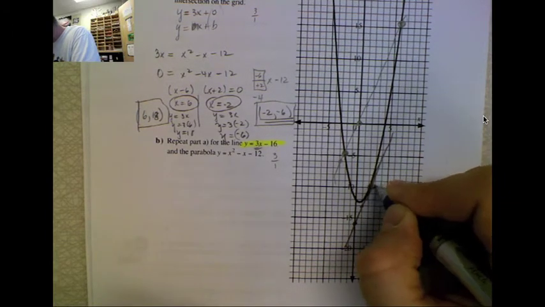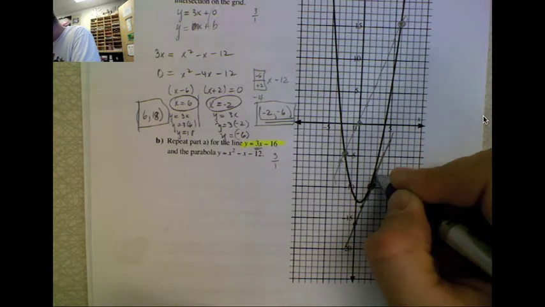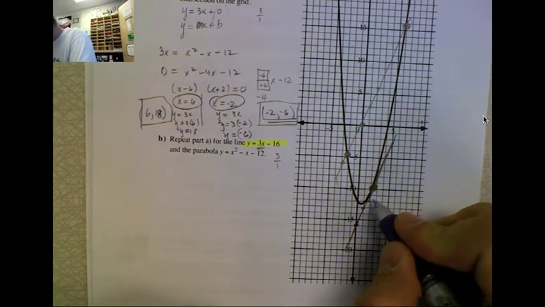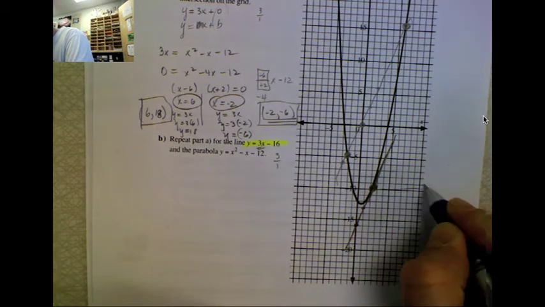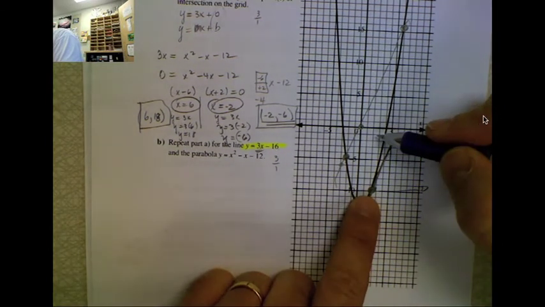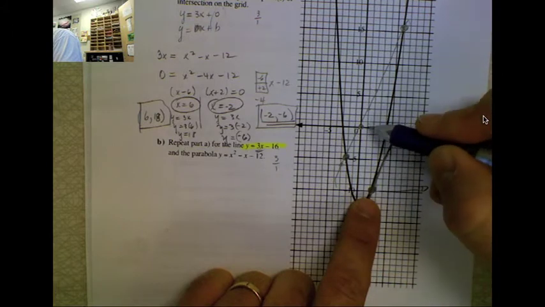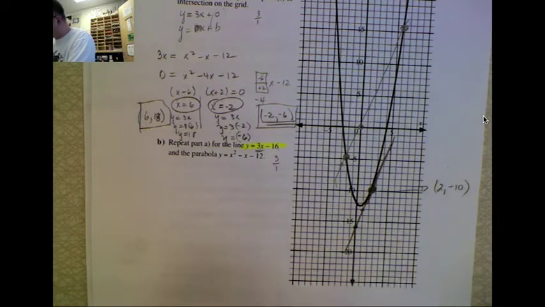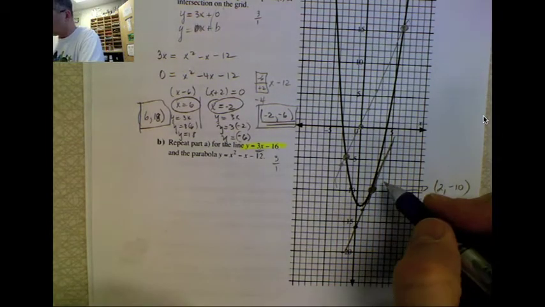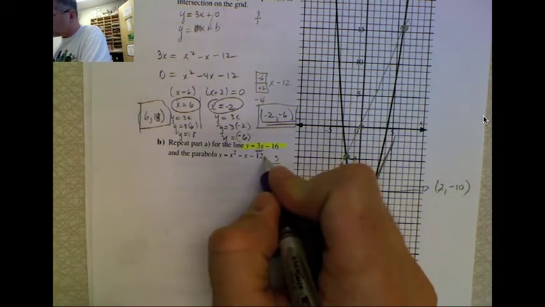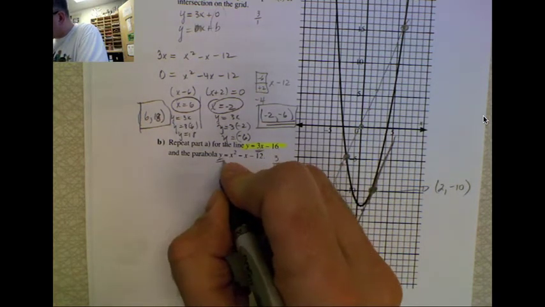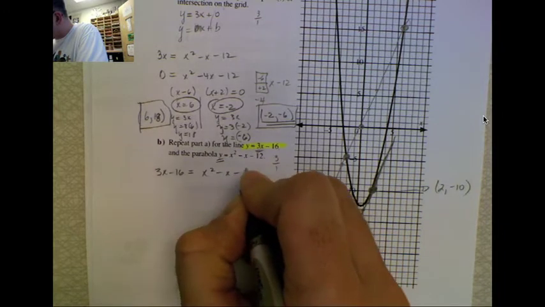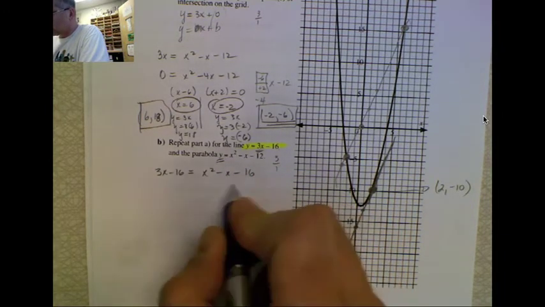this line only touches our quadratic or our parabola at one point here, and it looks like the coordinates of that point, if I look at them, are 2 and negative 10. So I think my point of intersection, there's only one of them, is 2 and negative 10. So I'm going to try that out. I'm going to replace y with 3x minus 16. And now I'm going to try to solve this algebraically.